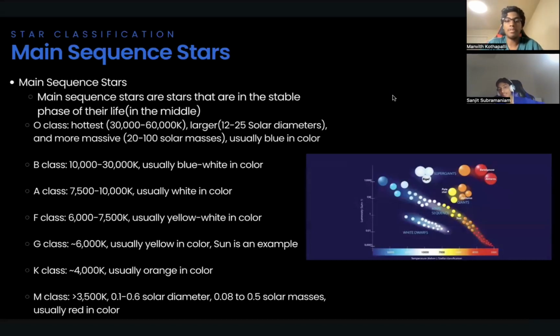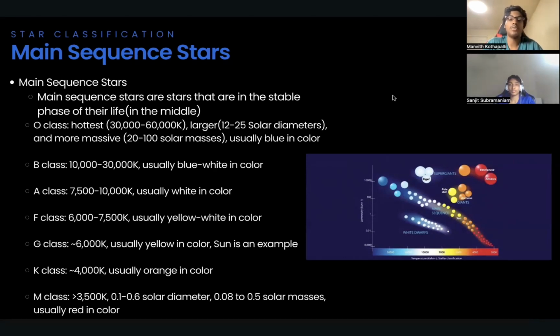So these are the hottest stars with temperatures ranging from 30,000 to 60,000 Kelvin. They're also much larger, 12 to 25 solar diameters, and more massive, 20 to 100 solar masses, compared to the sun. And by the way, one solar mass is the weight of our sun, and one solar diameter is the diameter of our sun. Examples of O-class stars include Rigel, Spica, Betelgeuse, which might explode as a supernova in our lifetime. So be a pretty cool sight.